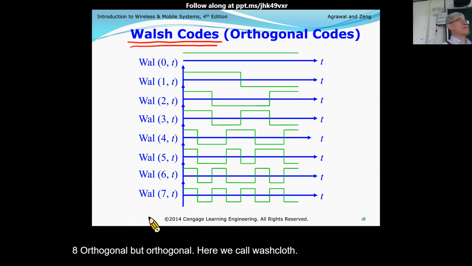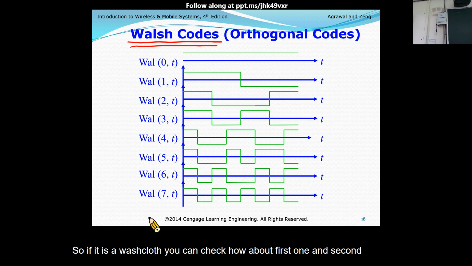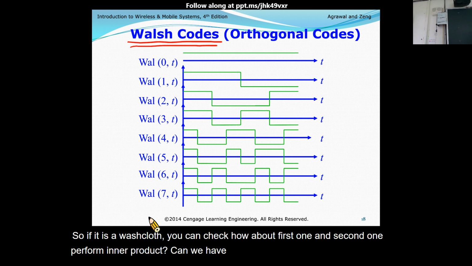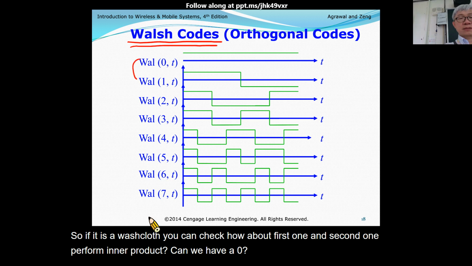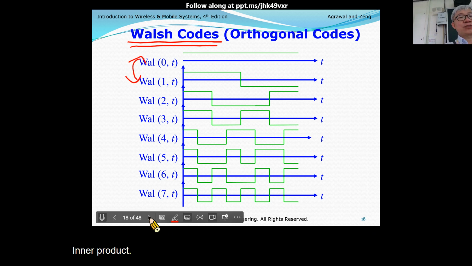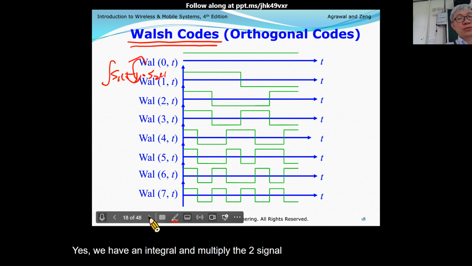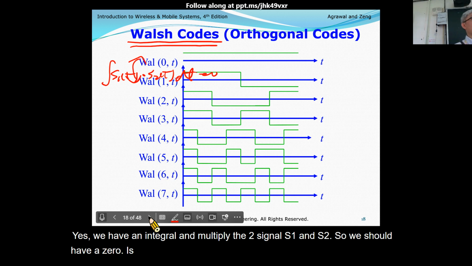Well, if it is a Walsh code, you can check. How about the first one and the second one perform inner product? Can we have a 0? Inner product. Yes, we have an integral and multiply the two signals S1 and S2. So we should have a 0. Is it true? Yes, right?